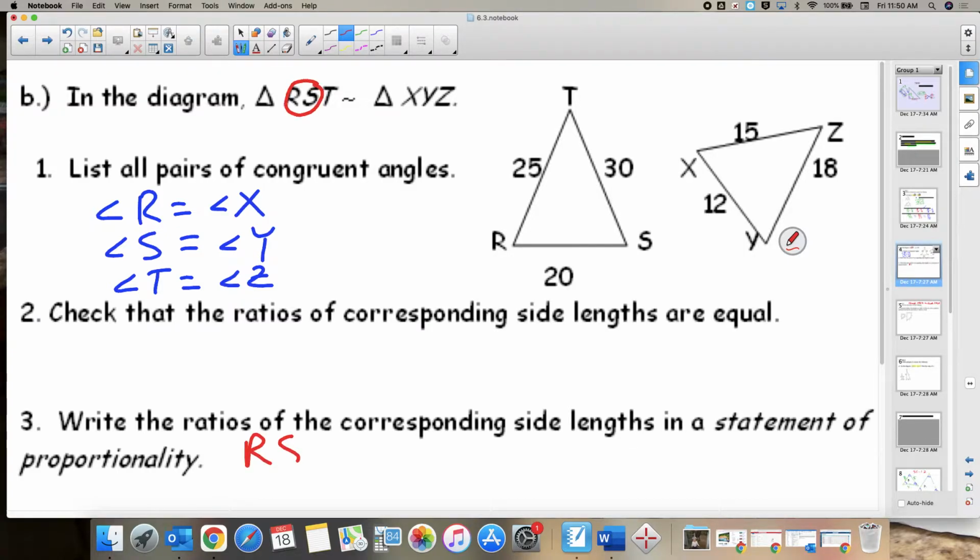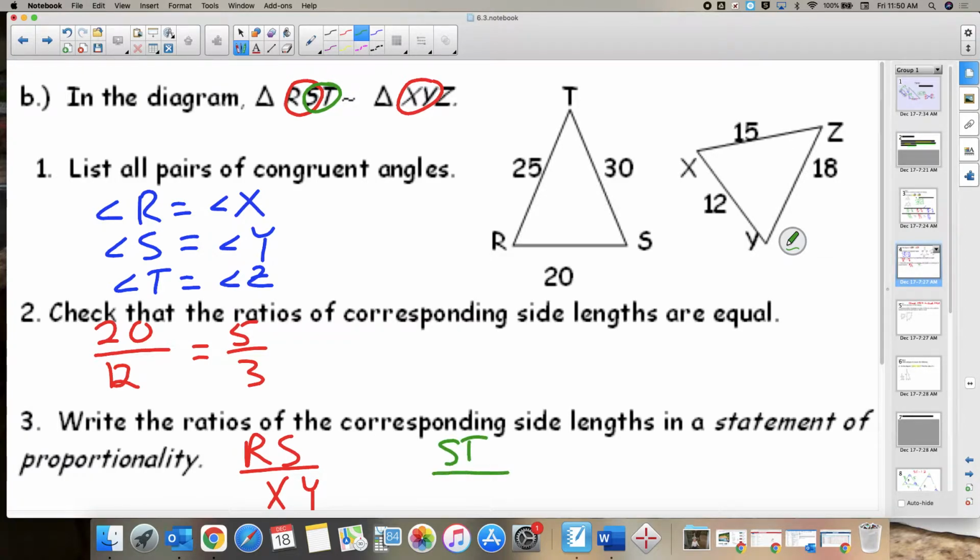RS over XY. RS is 20. XY was 12. 20 over 12 reduces to 5 over 3. ST over YZ, which would give us 30. Oops, sorry, didn't go there.